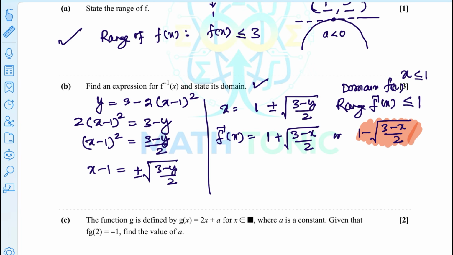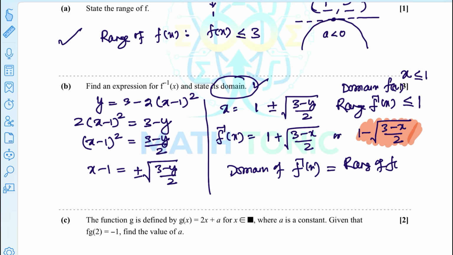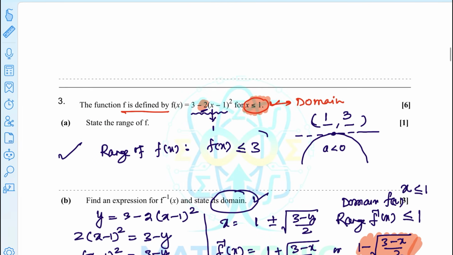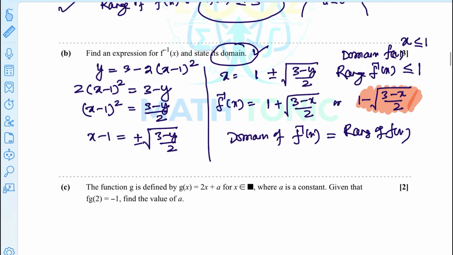Okay. Next, this question is given: find the domain of this one. So we can say the domain of f inverse of x equals the range of f(x). This one we already got in the first part, that is, the domain is x less than or equal to 3. That is the answer for this question.